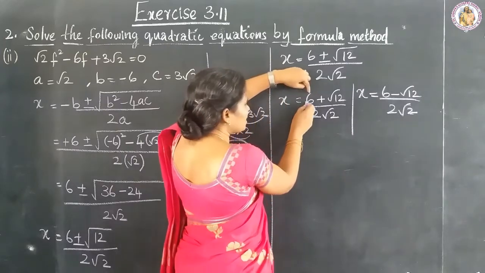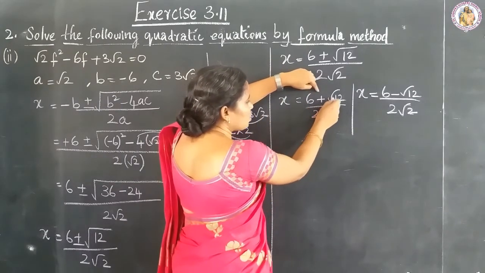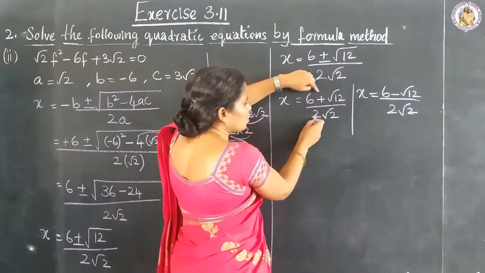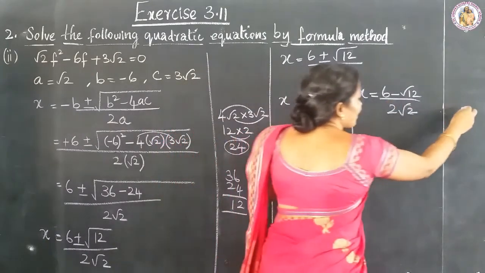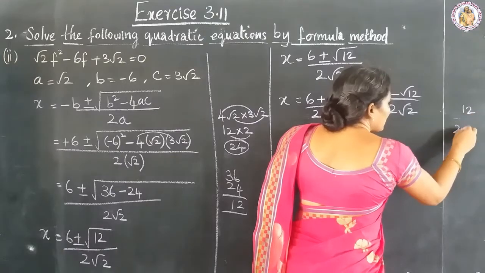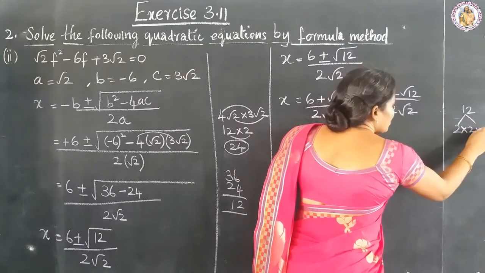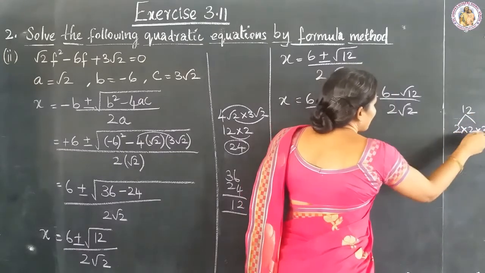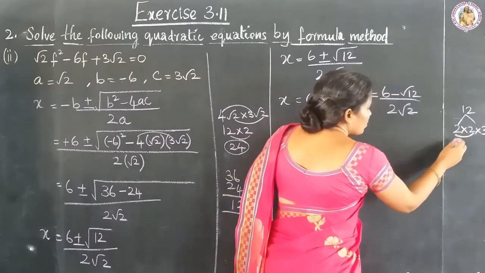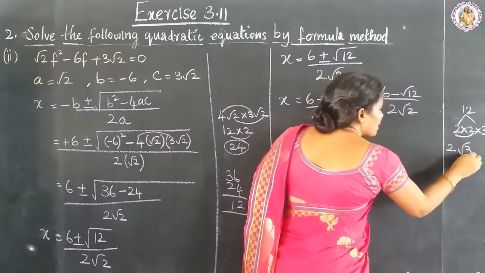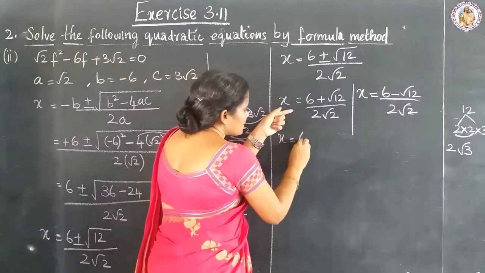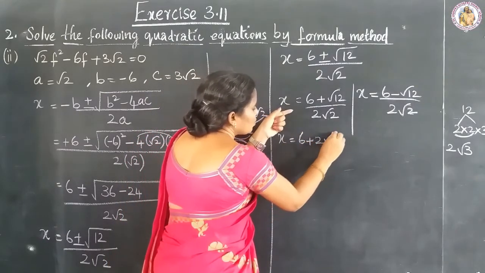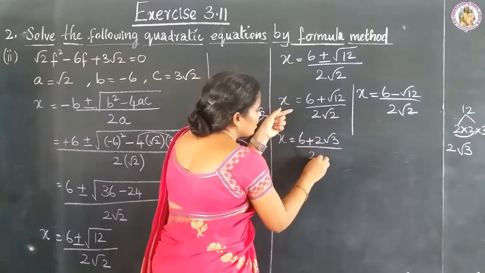And as you see, x is equal to 6 plus root 12 divided by 2 root 2. Now you can reduce this 12 into lowest. So 12 is equal to 2 into 2, 2 2s are 4, 4 3s are 12. So taking 2 as common and 3 within root. So x is equal to 6 plus 2 root 3 divided by 2 root 2.